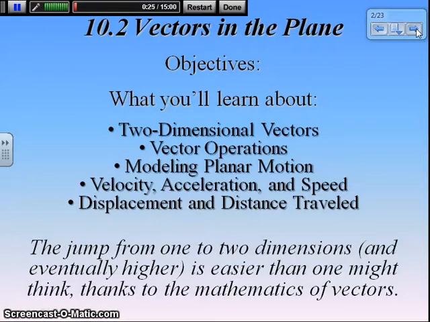Alright, 10-2 vectors in the plane. Now, a little more than half of this lesson is going to be just a reflection upon the things that I taught you about vectors in pre-cal. We'll talk about two-dimensional vectors, we'll do the vector operations, we'll do motion with vectors, but then we'll apply the calculus and we'll look at velocity, acceleration, and speed with vectors and displacement and distance traveled.